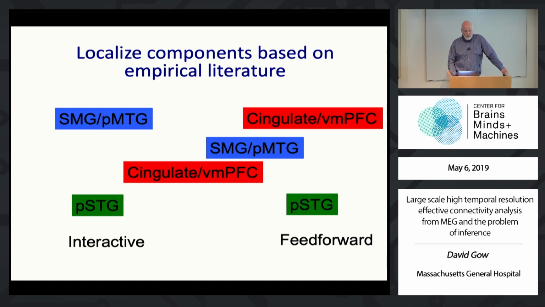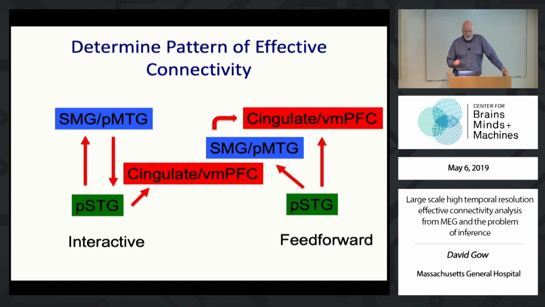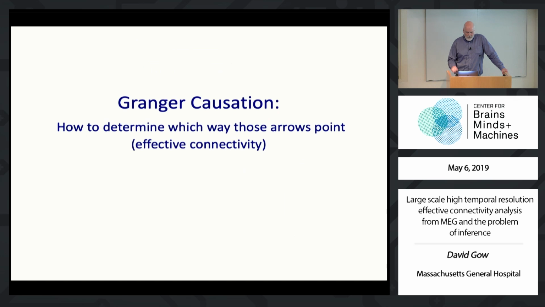So the difference between these two models now is they have exactly the same components, which, by the way, if you're dealing with something which is temporally flat like fMRI, they look the same. But if we can find the pattern of effective connectivity, by which I mean directed information flow, it is a different pattern for these two models. So what we'd like to do is see which model holds. So this led us to Granger causation.